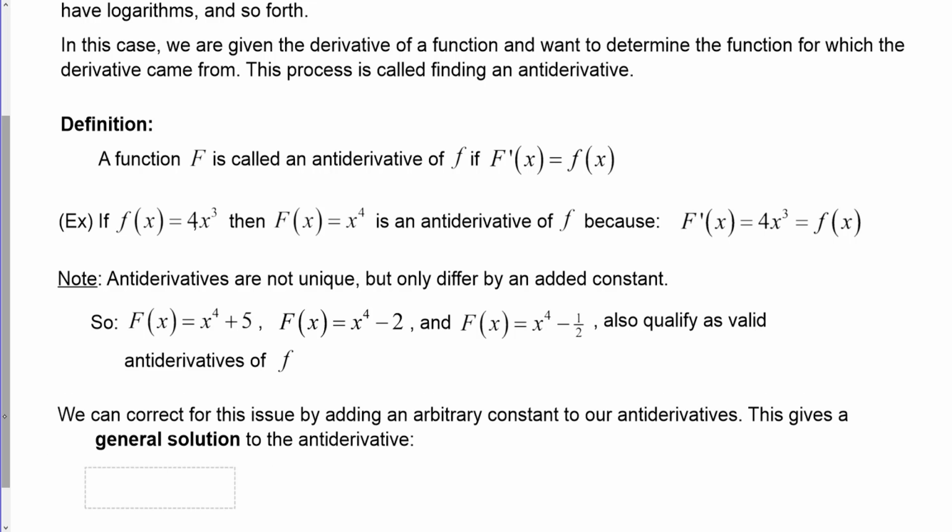But that leads us to a definition here. We correct for this issue by adding an arbitrary constant to our antiderivatives, which gives us a general solution to the antiderivative. So the general solution, meaning all of the antiderivatives of lowercase f, will look like capital F of x equals x to the fourth power plus some constant.